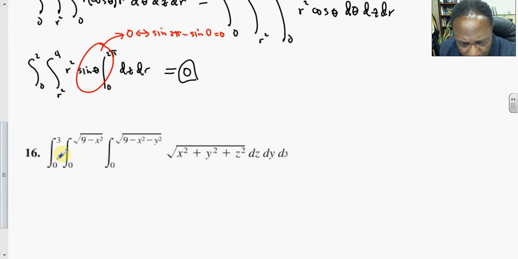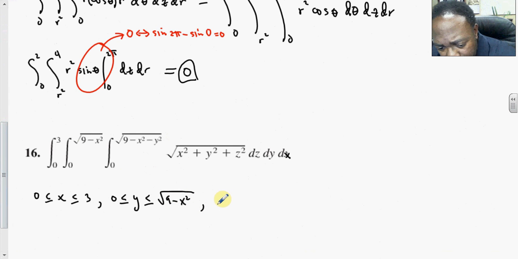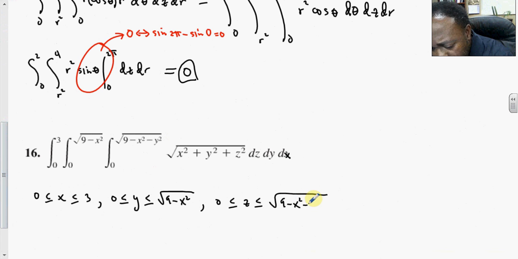So let's see. Here it's the x. X is bounded below and above by 0 and 3. Y is bounded below by 0 and above by this square root of 9 minus x squared. And then z is bounded below by 0 and above by this square root of 9 minus x squared minus y squared.